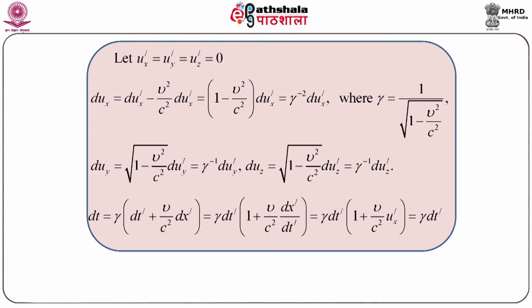In a similar fashion, putting this result, we get d u suffix y equal to this one. This gives gamma to the power minus 1. So, we get d u suffix y equal to gamma to the power minus 1 into d u dash suffix y. Similarly, we have this result. We have already obtained the differential dt, which is of the form this one.